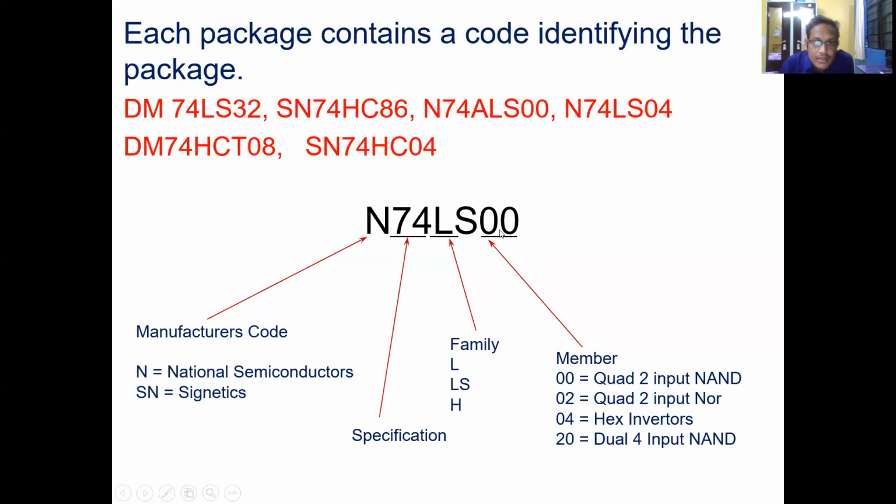Now if I apply 02, it is quad 2-input NOR gate. If I replace this with 04, it becomes hex inverter. Why is it called hex inverter? Suppose this is N74LS04. This is called hex inverter, because in a single IC there are a total of 6 inverters. So that's why it's called the hex inverter.